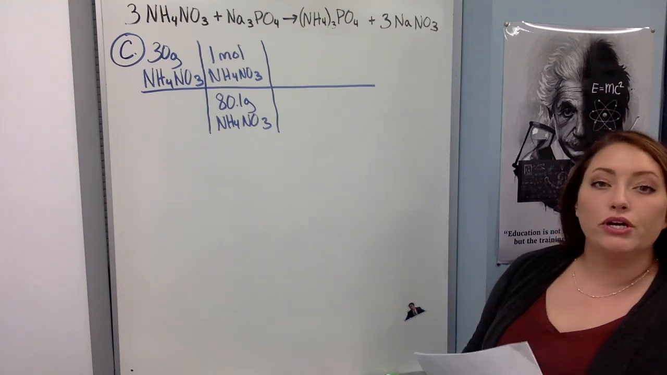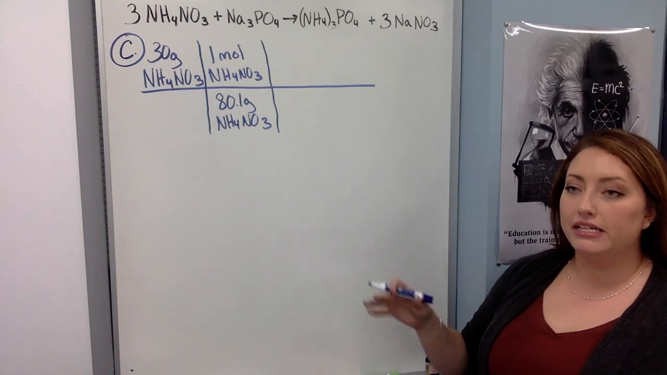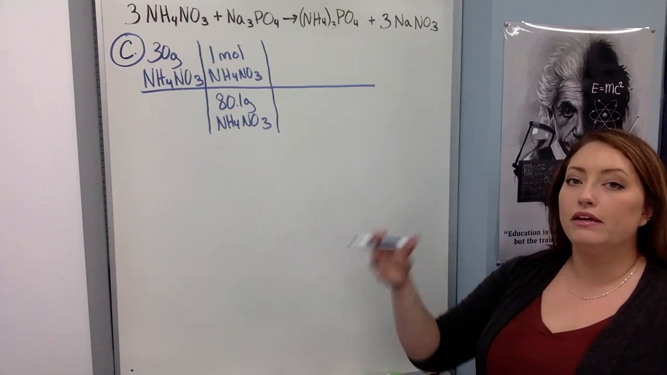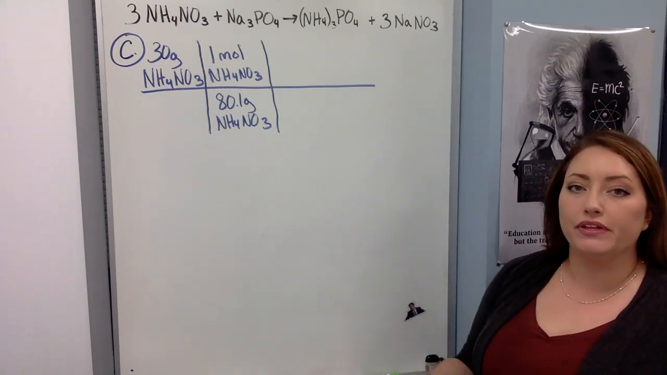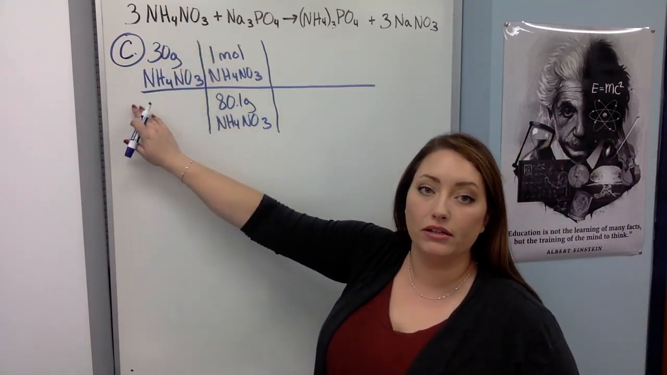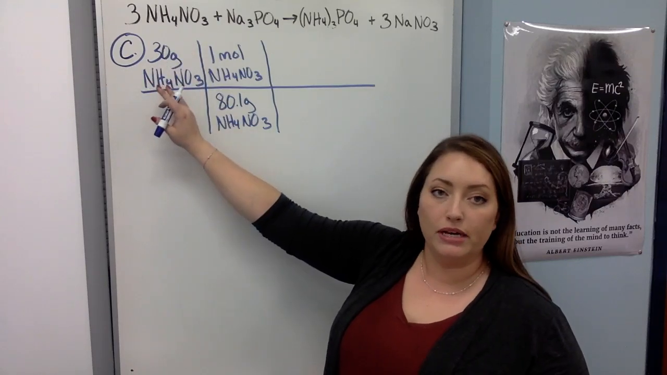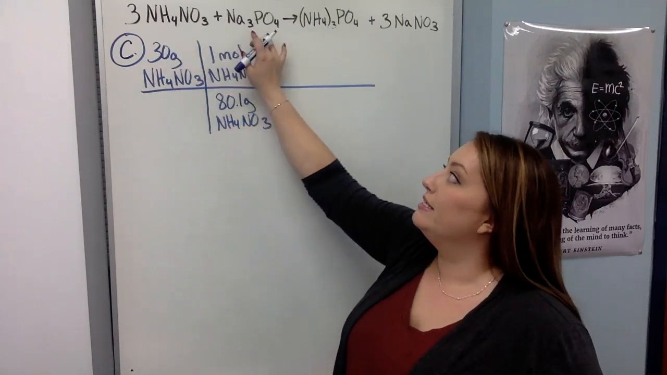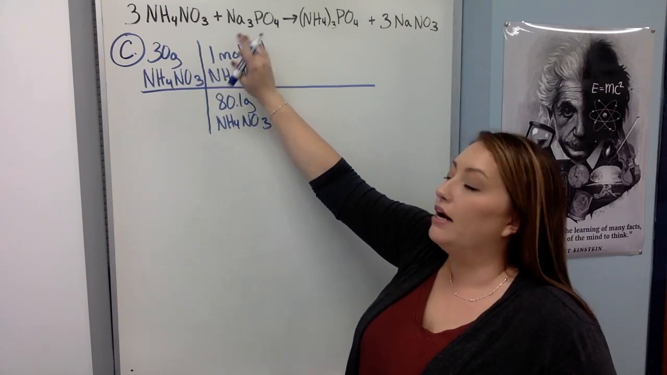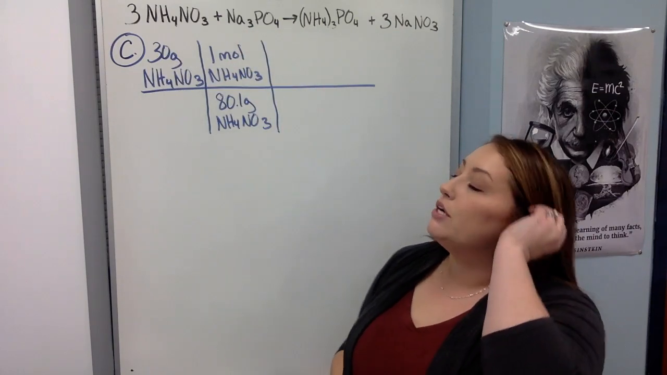Okay, so now we're on part C, which is asking how much excess will you have of the excess reactant after the reaction is over. So we know that because this is our limiting reactant, we're going to use all of it, and all of this will be used up. There will be none left. But since there was more of this, we're going to end up with some leftover, and we need to figure out how much that'll be.